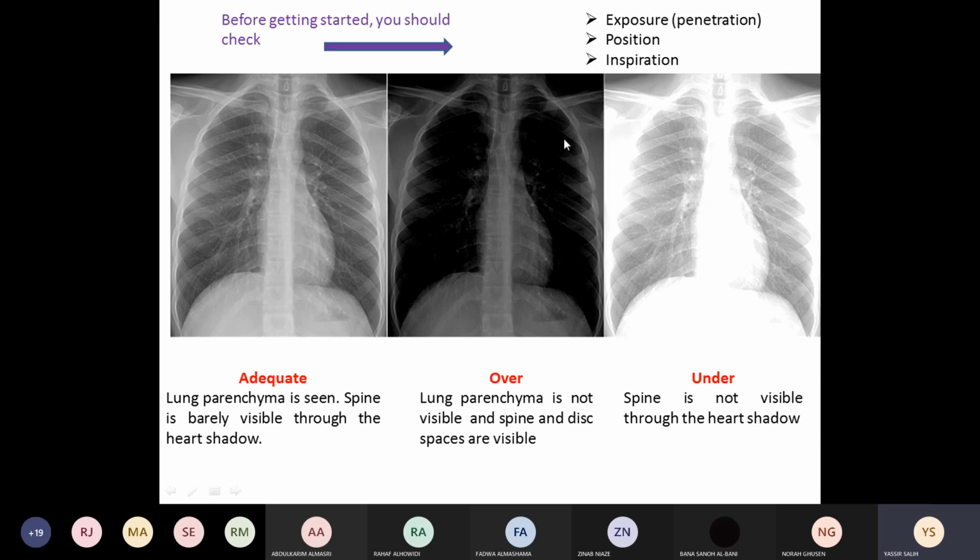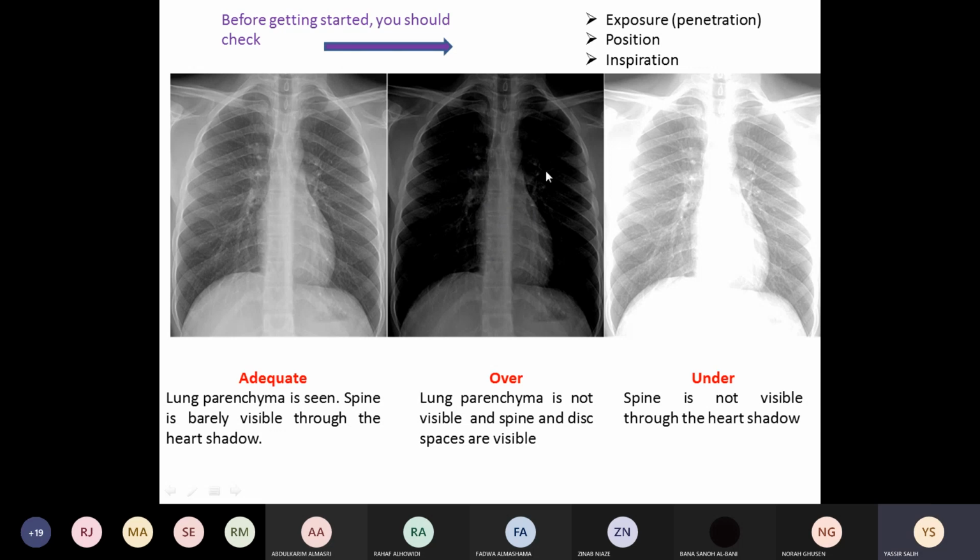But in this one, if you look again at the spine, you can see the spine and the intervertebral discs more than this. This indicates this patient received a large amount of radiation. They call it over penetration, meaning over radiation. So this is an over penetrated chest X-ray. Why? Because the intervertebral discs and vertebrae behind the heart are clear.